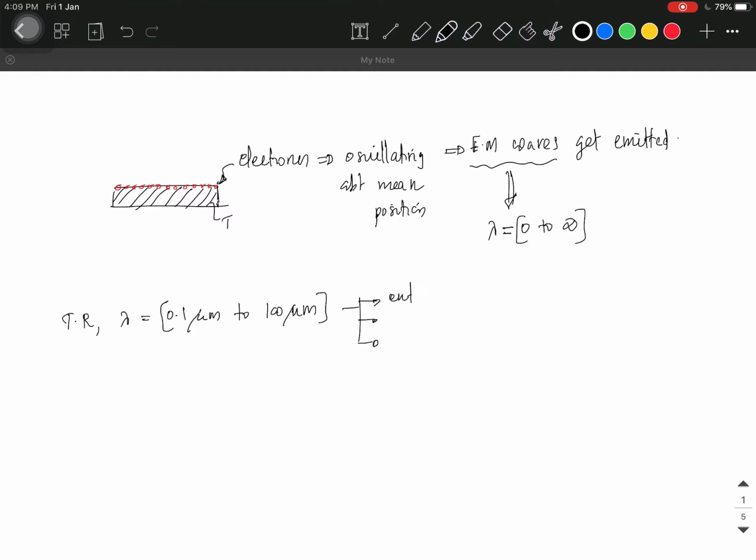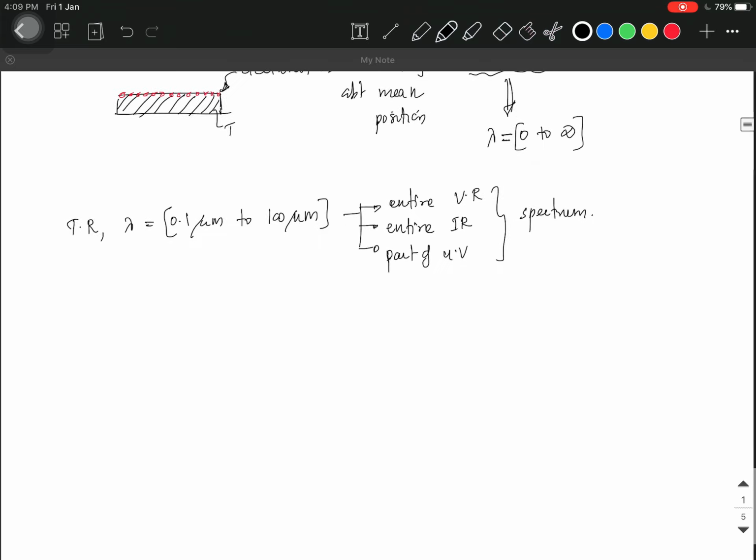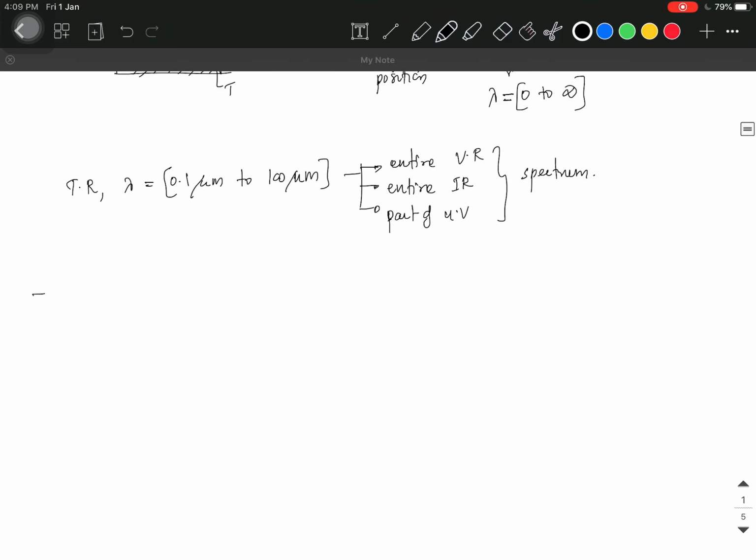Please note that this spectrum, or this range, comprises the entire visible region and the entire IR region, and also a part of the ultraviolet radiation region in the electromagnetic spectrum. So that's about the thermal radiations, and we can plot this thermal radiation in two ways.